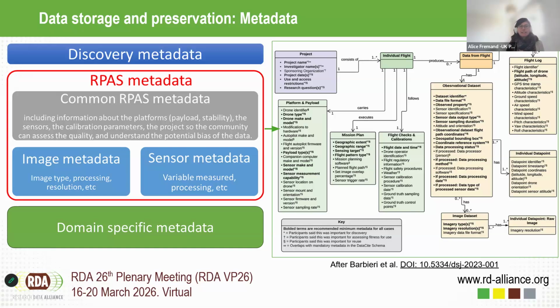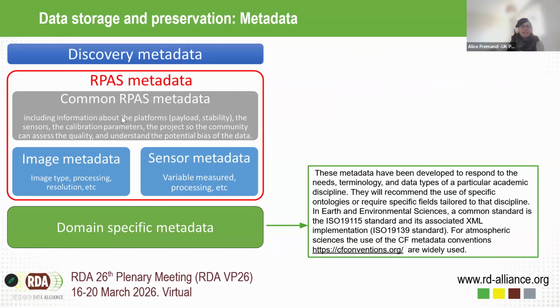And then there are specific types of metadata depending on which type of data you collect. So either you have image metadata, or you have sensor metadata. This really depends on what type of sensor you have on your drone. And then you will have domain-specific metadata. This is developed to respond to the needs, terminology, and data types of a particular academic discipline.